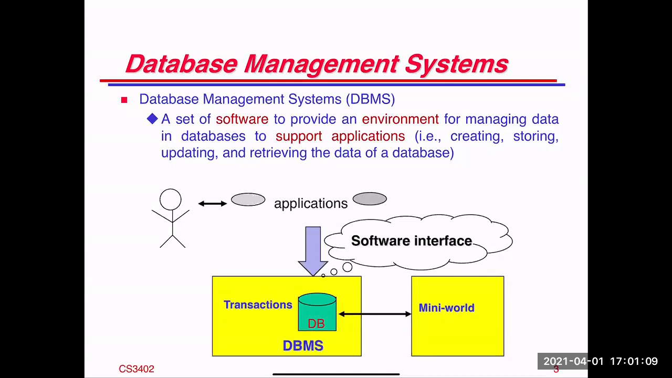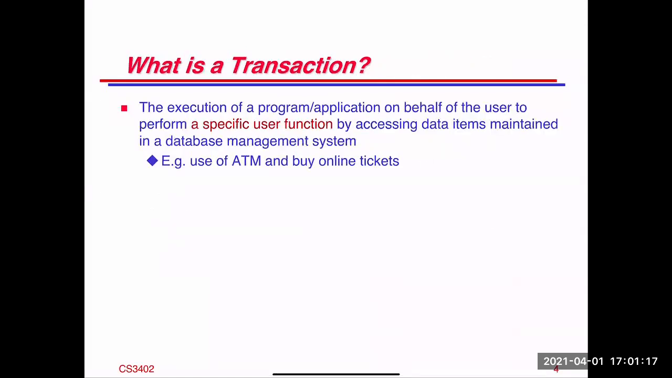Okay, so every operation that you perform on the database usually is part of some transaction. Now, more formally, what is a transaction? Well, you have a formal definition here. A transaction is the execution of a program or application on behalf of the user to perform a specific user function by accessing the data items that are in the DBMS. Okay, so for instance, one example is the use of an ATM or buying online tickets, right? So we all do transactions every day.